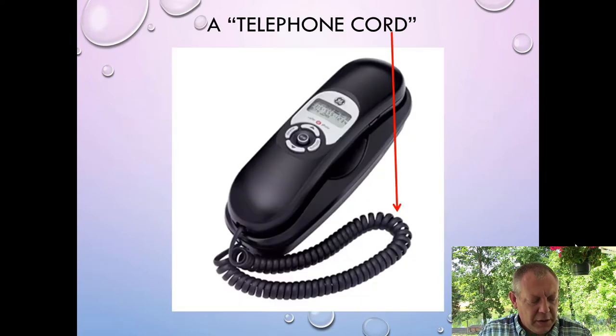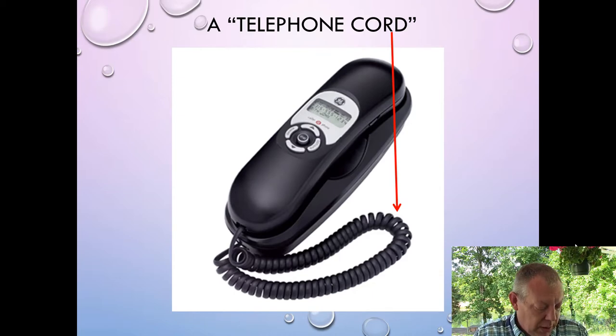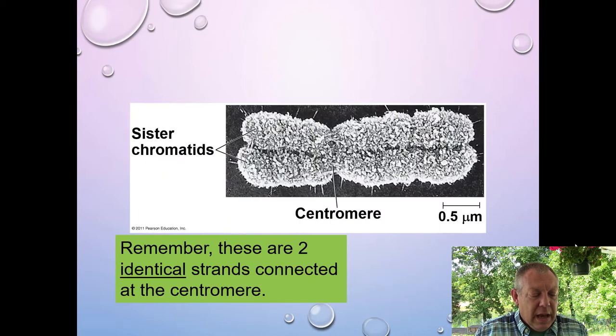Now, some of you are very young. This is what's known as a phone cord. Phones used to have cords, and they coiled up and wrapped up like this. So anyway, when the DNA starts to condense, it starts to look a little bit like one of these cords. And you can see how you can take something long and straight, and by wrapping it up, you can make it much more condensed. And again, here's the classic X pattern of a chromosome. Remember, this is one chromosome, but it's made of two sister chromatids. They're identical.